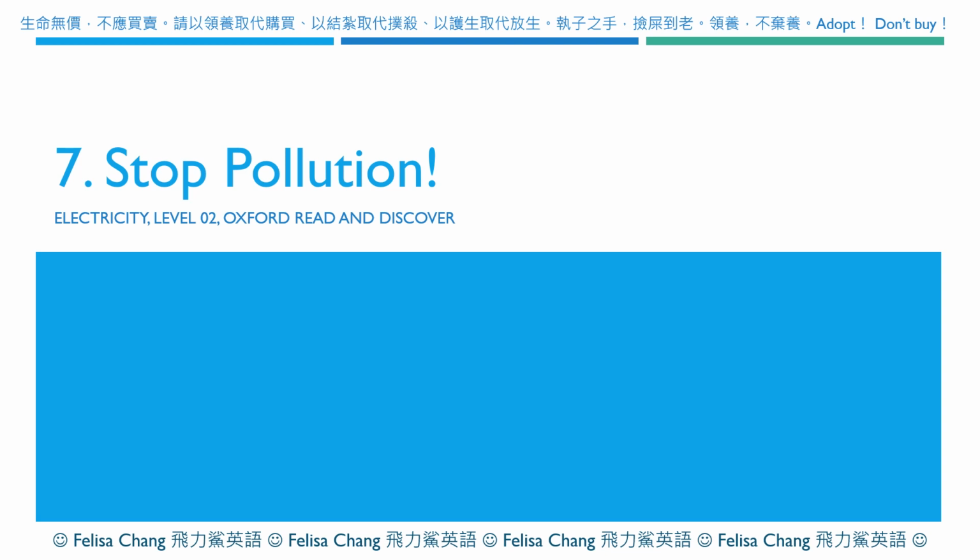We can also use the sun to make electricity. Solar panels use energy from the sun to make electricity. Solar panels don't make pollution. How can you stop pollution?